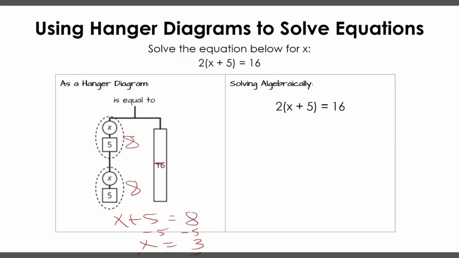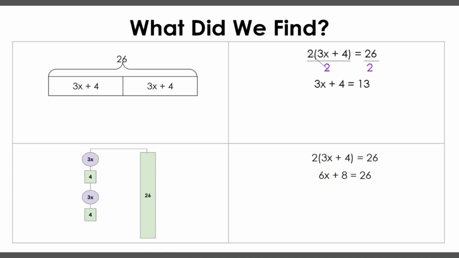All right, let's do it on the other side. This is how we would undo the distributive property and simplify a two-step problem. So the outside, furthest away from the X, is that 2 because of the parentheses. So we divide both sides by 2. We get X plus 5 equals 8. Subtract by 5 on each side, so X equals 3. So I got the same answer for both of them. So what did we find? If we did it either way, it still equals the same thing.